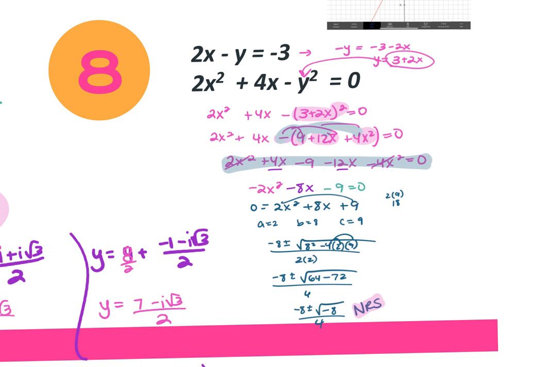And I end up with 2x squared plus 8x plus 9. When you multiply 2 and 9, you get 18. There's no factors of 18 that sum to 8. So I have to use quadratic, and when you use quadratic, underneath your radical is a negative number, which means this would be an i. That's an imaginary solution, so we just write no solution.